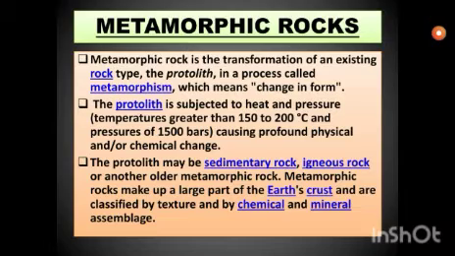The protolith is subjected to heat and pressure, temperature greater than 150 to 200 degrees Celsius, and pressures are too high, causing the profound physical or the chemical change. So maybe due to extreme weathers it is changing. So the protolith, that is the raw material, may be sedimentary rock or may be the igneous rocks or any other older metamorphic rocks. So the previous rocks get changed due to extreme weather conditions, so it turns into a new metamorphic rock. So metamorphic rocks make up a large part of the earth's crust and are classified by texture and by chemical and mineral assemblage.